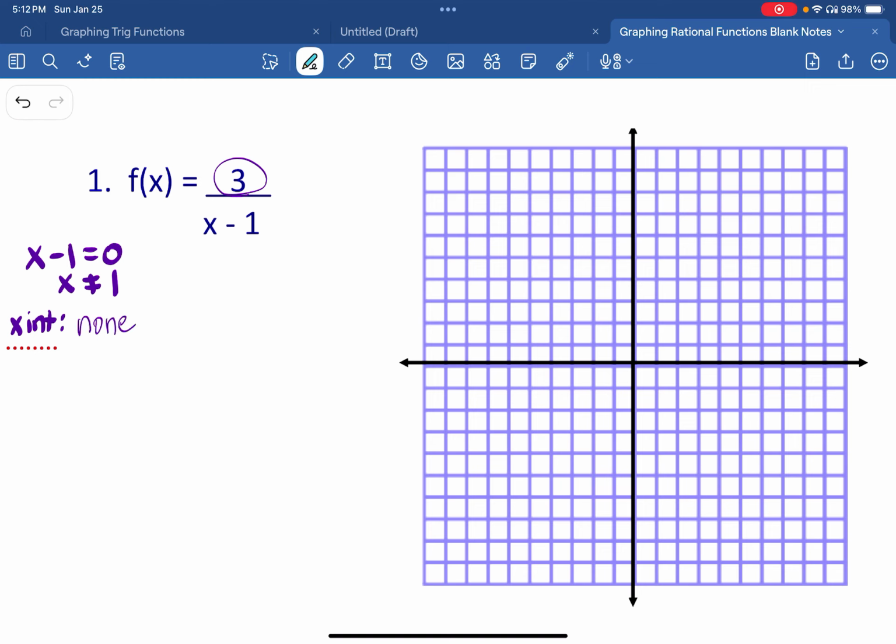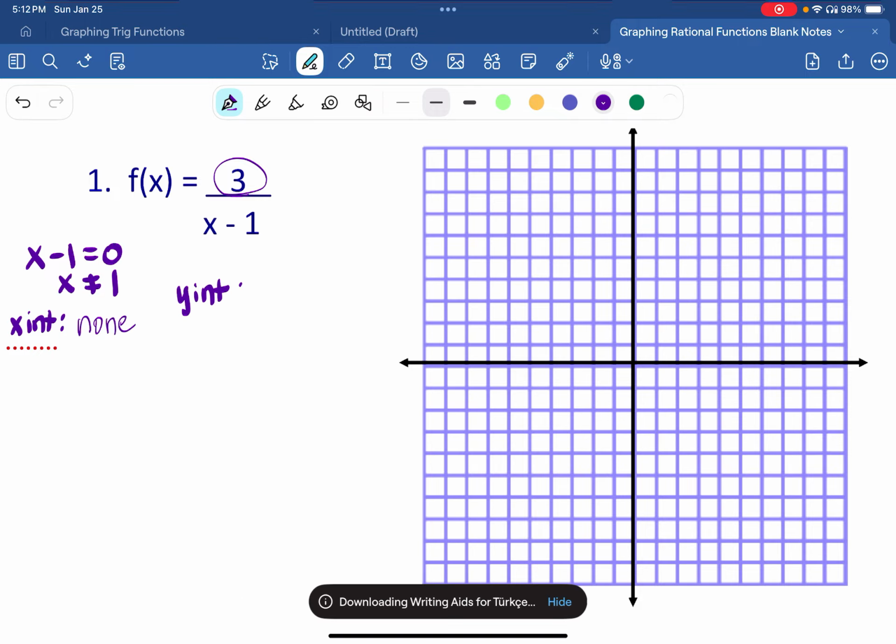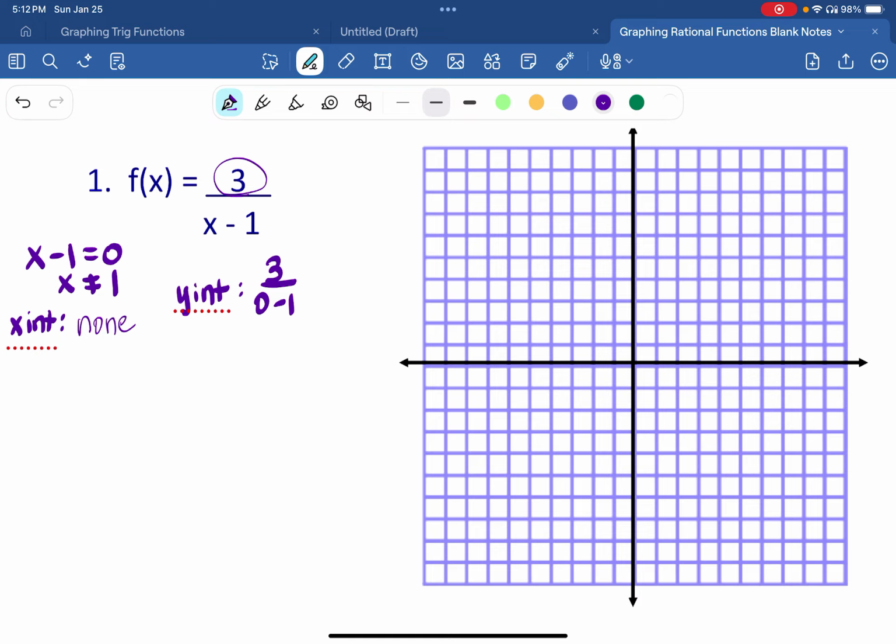Now we're going to find the y-intercept. When we find the y-intercept, we are just going to plug in 0 for x. So we get 3 over 0 minus 1. And 0 minus 1 is negative 1, so we get negative 3. So we have a y-intercept at negative 3. All right, after that, we're going to go through and find our asymptotes. So, horizontal asymptotes.